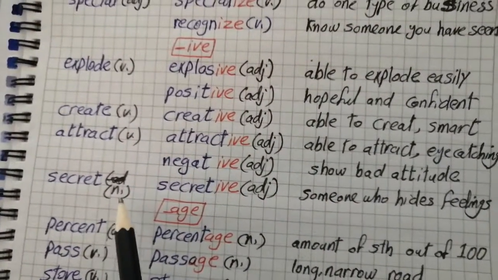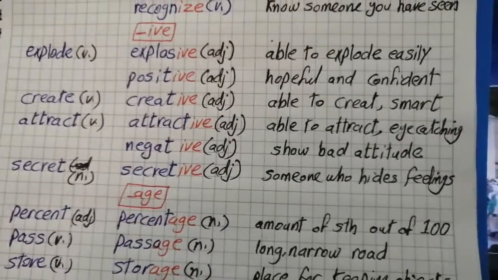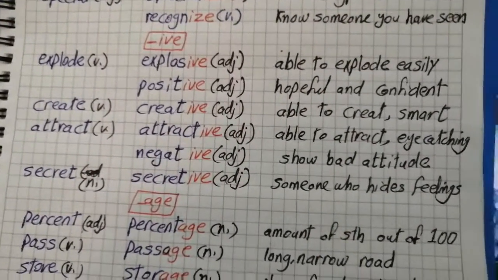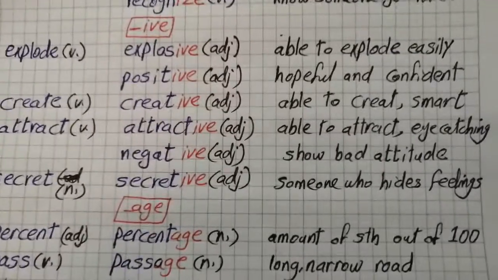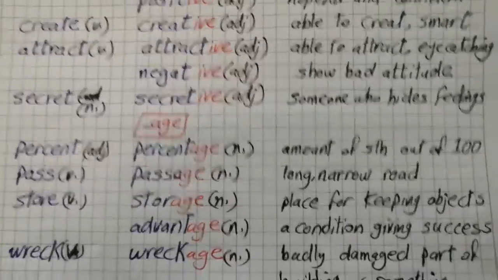Secret. This is a noun here. When adding IVE, change it from a noun into an adjective, and it's secretive. Secretive, someone who hides feelings. When I say he is a secretive person, he never shows his feelings. He always keeps them secret.